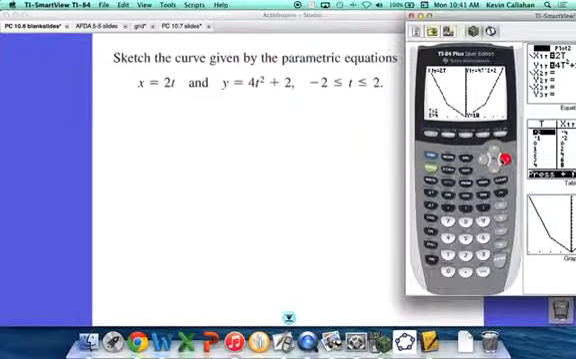I'm already too far. So go back to t is -2. Right now it's at -2. It's right there. So I hit 1. There it is. Go again. There it is. Go again. There it is. So the direction of the plane curve is like that.